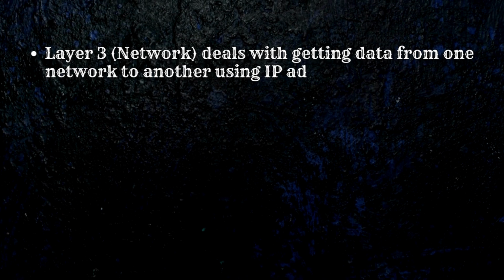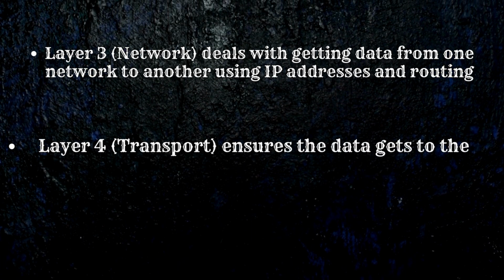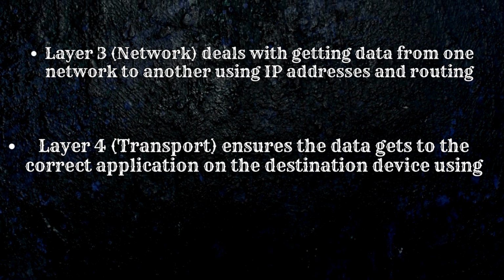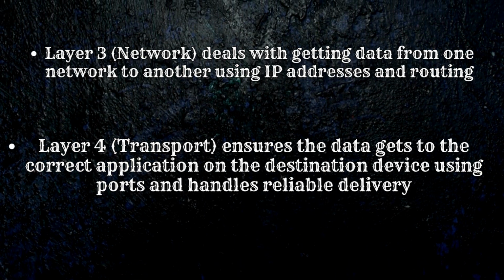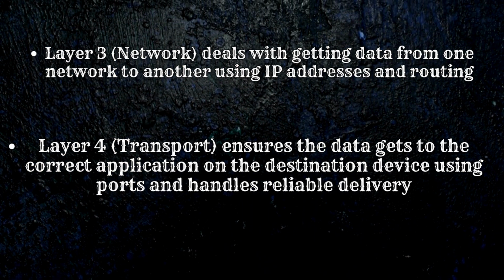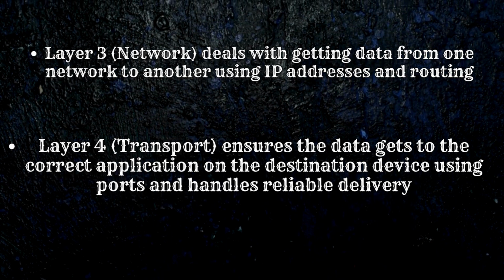Layer 4, the transport, and Layer 3, network. Students often mix up what happens at these two layers because they're both involved in getting data from one point to another. Here's how to keep them straight. Layer 3, or the network layer, deals with getting data from one network to another using IP addresses and routing. Now, Layer 4 ensures that data gets to the correct application on the destination device using ports and handles reliable delivery. To say it another way, Network Layer 3 gets data to the right computer. Transport Layer 4 gets it to the right application on that computer.